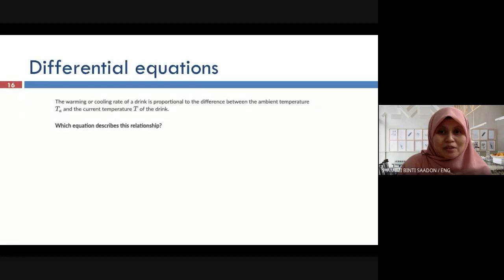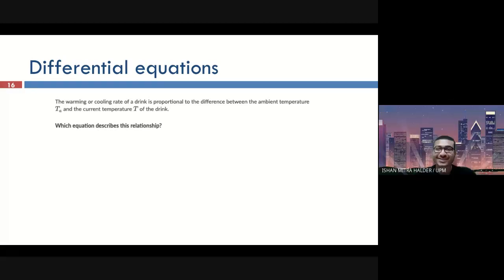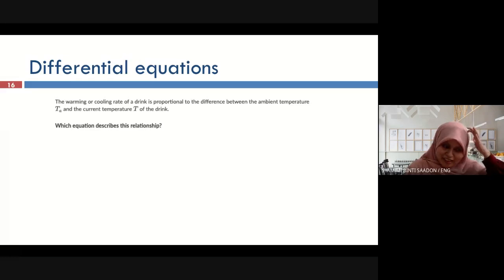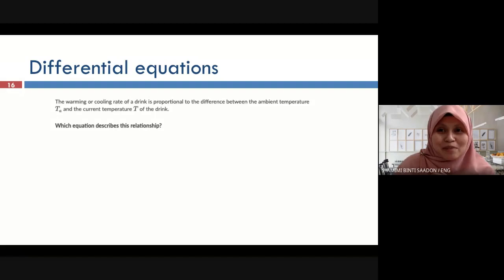H equals k(TA minus T). What is H? Heat, doctor. Oh, heat. Okay. But can you write it in terms of, okay, H is just a symbol. You have to have the right term. Can you write the heat in terms of a differential equation?